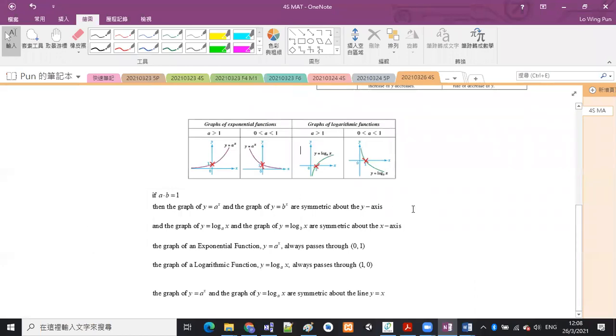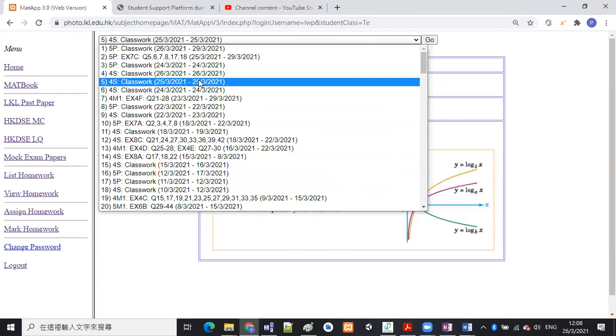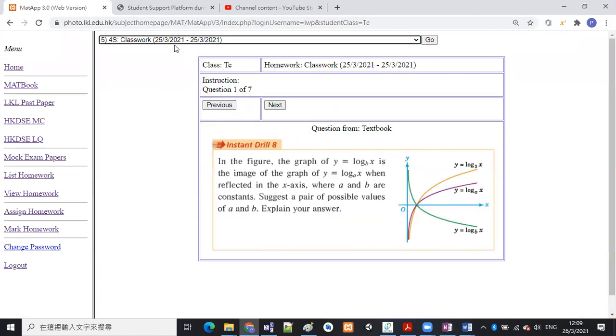The knowledge part is done. Let's try some questions. Let's go back to the second classwork, the classwork on 25th of March.